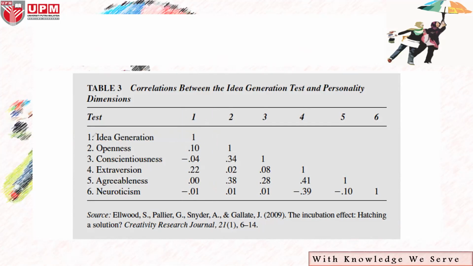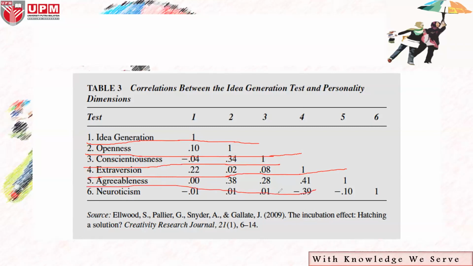To help you read the table, you draw the line. You draw this line. Okay, first. Okay, as I said, the correlation between two similar values will always equals to 1.